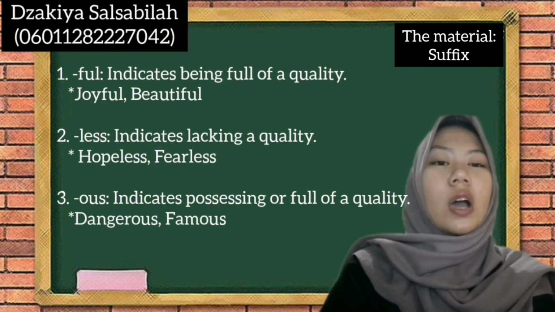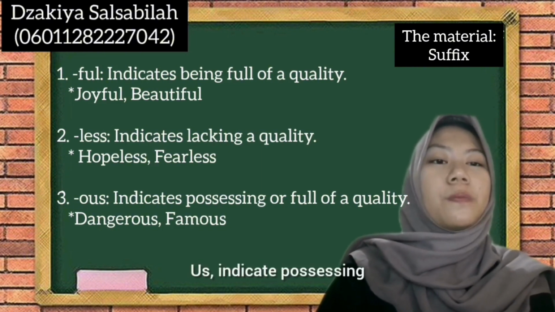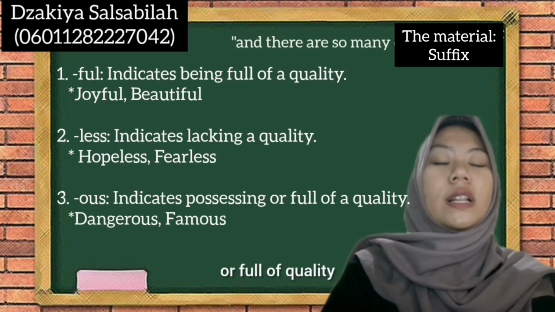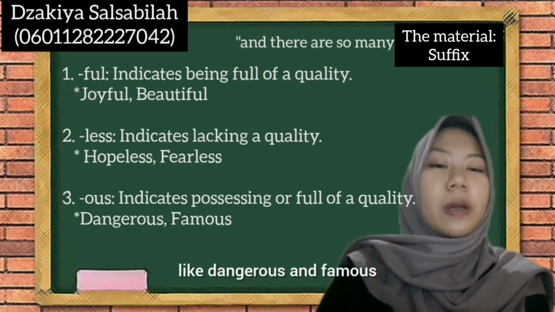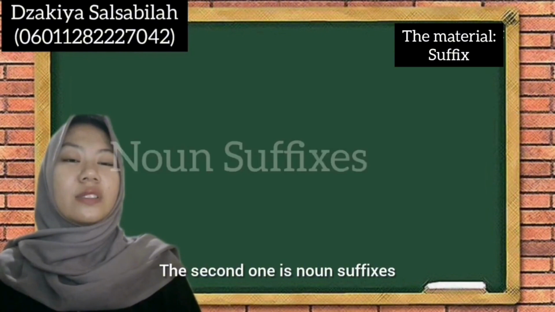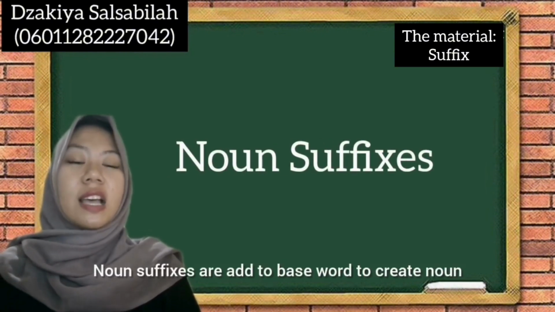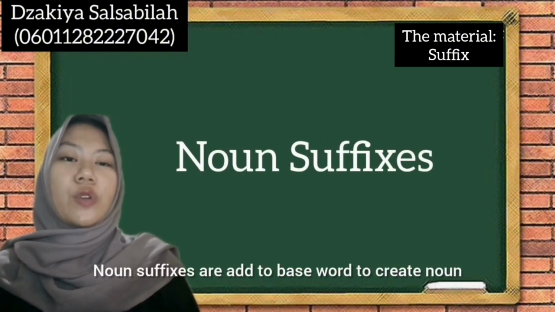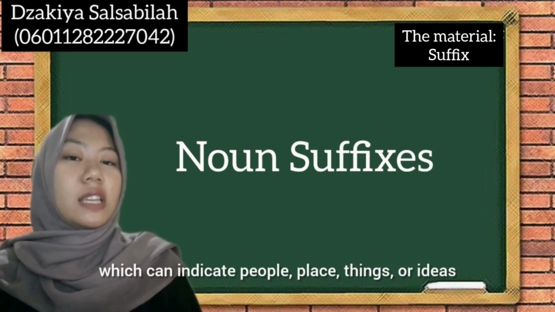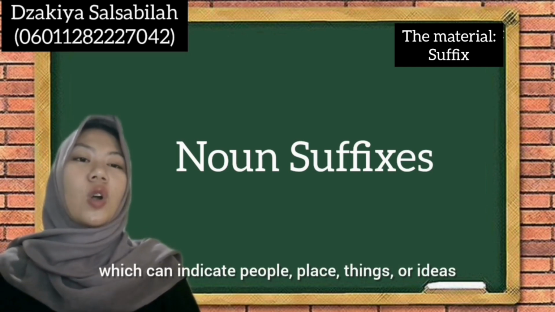And "-ous" indicates possessing or full of a quality, like dangerous and famous. The second one is noun suffixes. Noun suffixes are added to a base word to create a noun, which can indicate people, places, things, or ideas.